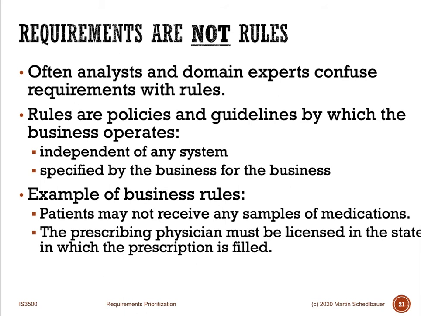Like, for example, there might be a business rule in physicians' offices that will use a system that says patients may not receive any samples of medications. So if that's the case, you need to make sure that there is some way of enforcing this. Could be done through training, could be done through posting of notes on walls or bulletin boards, could be done by restricting access to the sample desk, could be done by not allowing any pharmacy or any pharmaceutical company to drop off any samples. That's an example of a business rule.